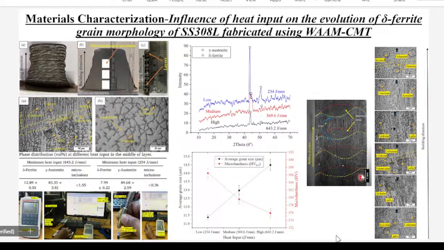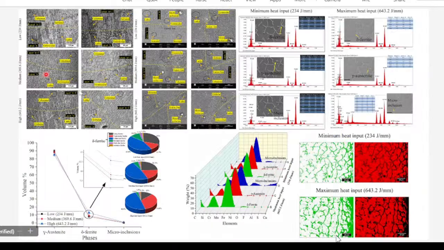This is the interlayer. These are the structures we observed after polishing, under the optical microscope. In this paper, we observed that delta ferrite has six morphologies: lathy ferrite, vermicular ferrite, columnar ferrite, serrated ferrite, globular ferrite, and acicular ferrite. These are the six delta ferrite morphologies we have measured, and we have quantified them at different locations, showing how they vary with different heat input.